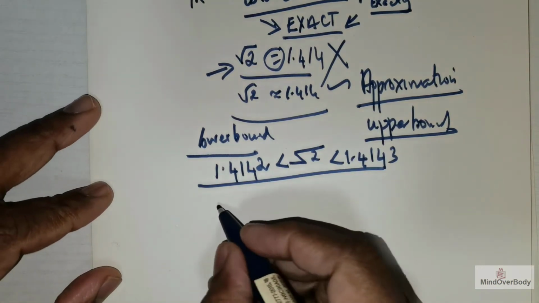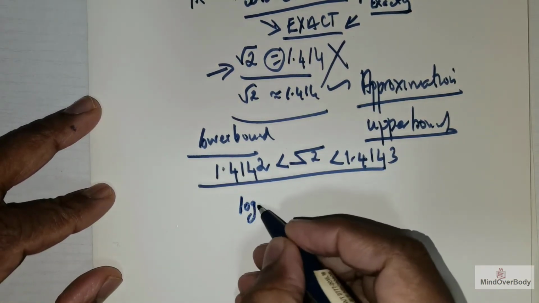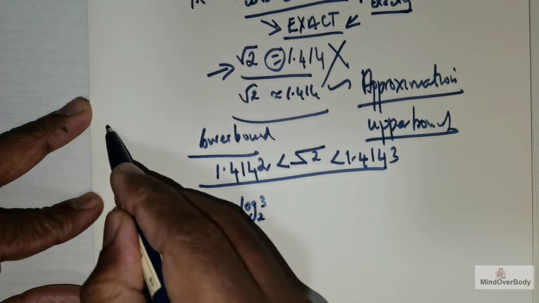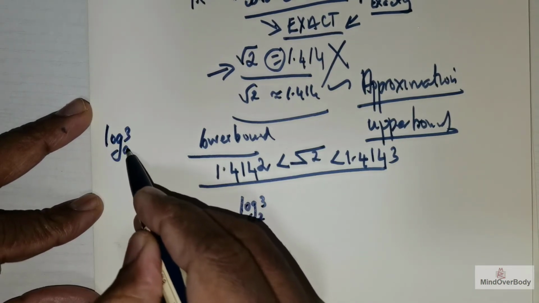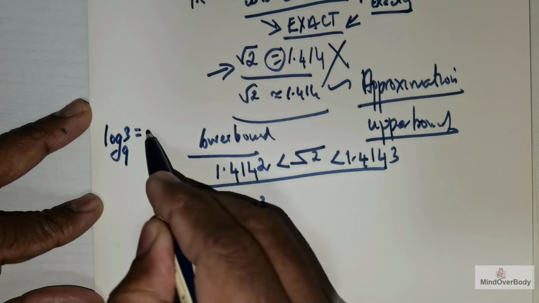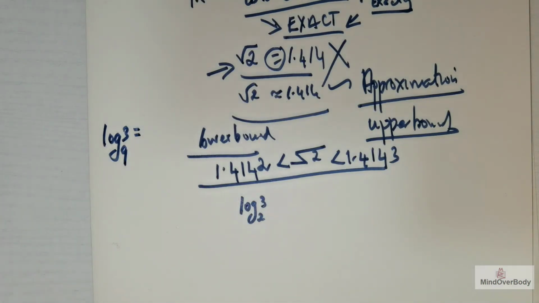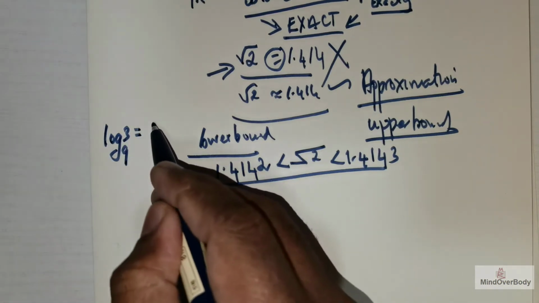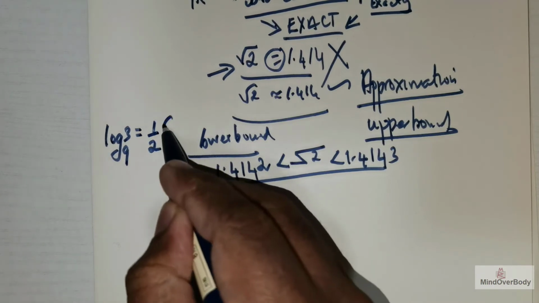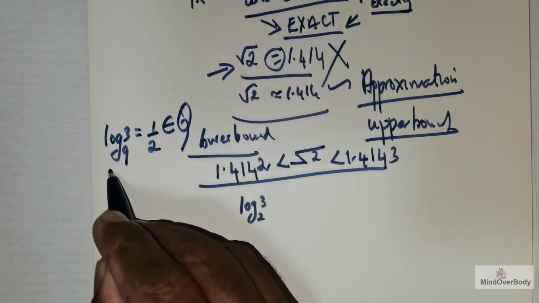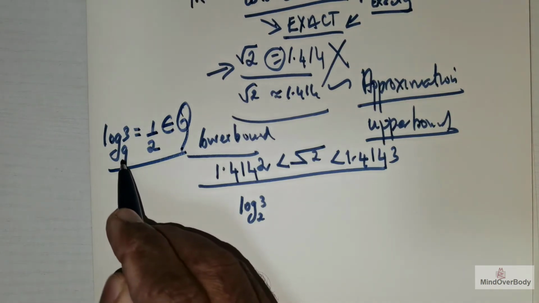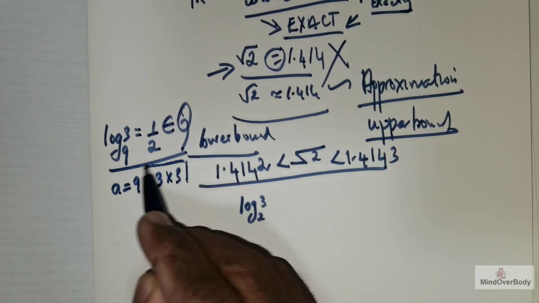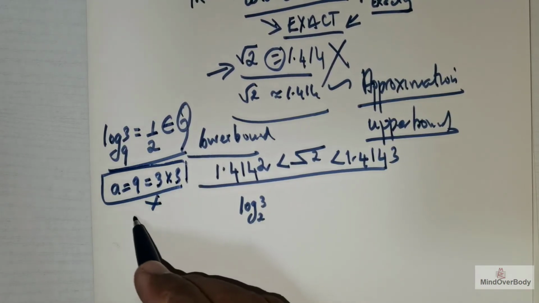So having mentioned that, we are given this log 3 to the base 2. Now just along the lines, you have to observe that log of 3 to the base 9 will give you a value which is not an irrational number. In other words, this is going to be equal to 1 over 2, and this 1 over 2 is an element of the rational numbers. Have that in mind. Why? Because of this A being equal to 9, which is made up of 3 times 3. Of course, they are made up of primes, but they are not distinct.